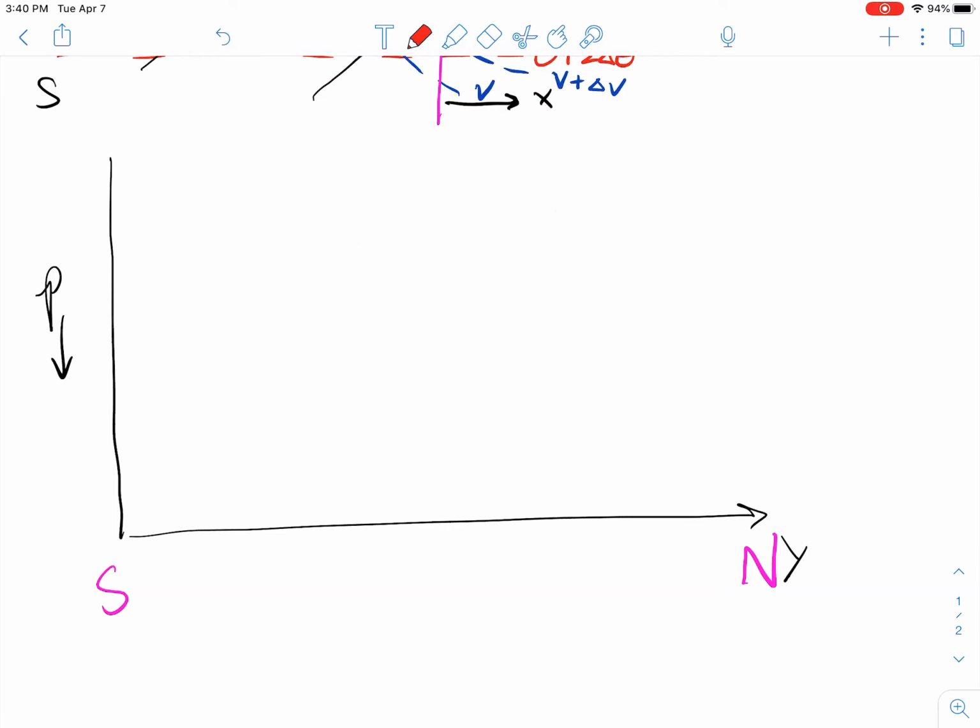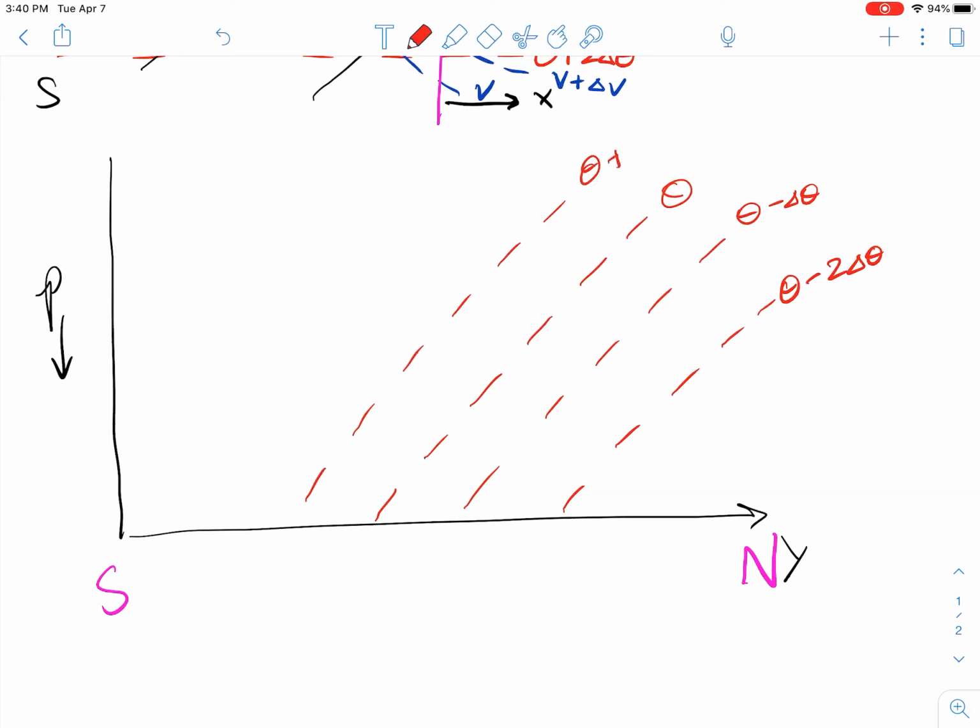Remember, our isentropes are always tilted towards the cold air, so that would be to the north in the northern hemisphere. And we can draw out our various isentropes. Here we have theta minus delta theta, theta minus 2 delta theta, and then on the other side, theta plus delta theta, theta plus 2 delta theta.